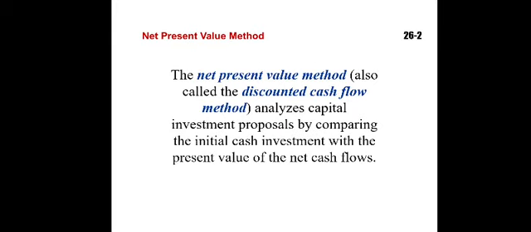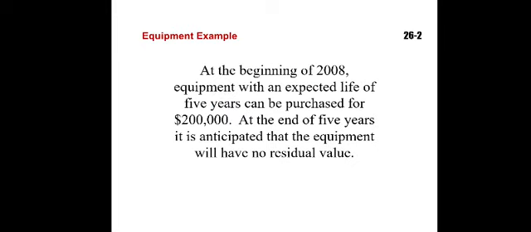Okay, this is method number 3. This method uses the present value concept. So let's see how to do it. This is the example. At the beginning of 2008, the equipment with an expected life of 5 years can be purchased for 200,000. At the end of 5 years, it is anticipated that the equipment will have no residual value.